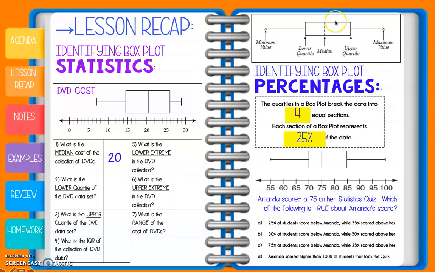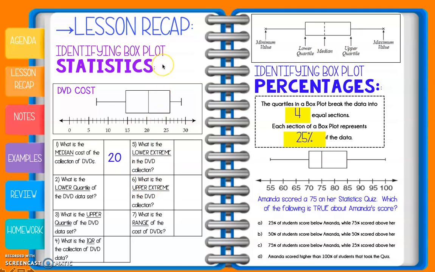So in the middle of the box, there will be a line, and that line represents the median of the set of data, okay? The left end of the box represents the lower quartile. The right end of the box represents the upper quartile. The furthest point that our whisker extends to, that's our minimum or our lower extreme. And the furthest point that the whisker extends to the right, that's our upper extreme, or that's our maximum.